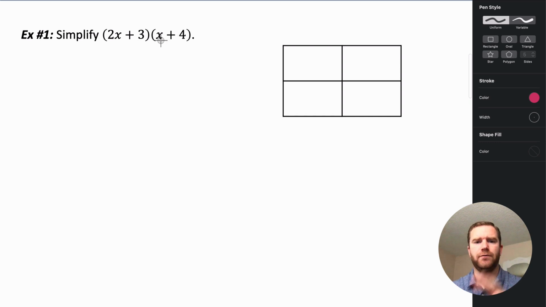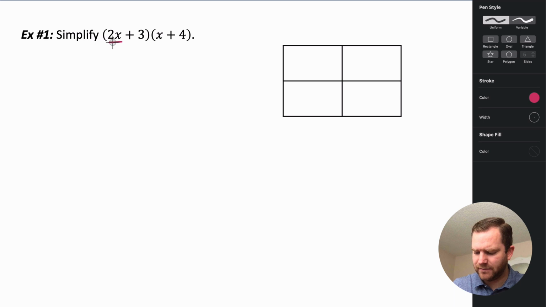So I'm going to show you two different methods. The first method I'm going to show you is using the distributive property, and then the second method is using this box. So let's go ahead and use the distributive property. In order to use the distributive property, basically what we're going to do is take this first binomial and distribute it through to our second binomial.